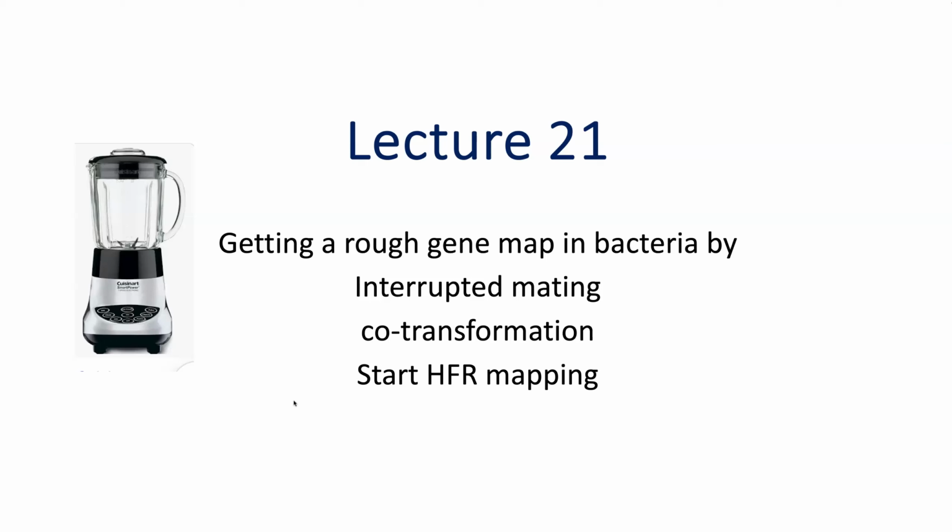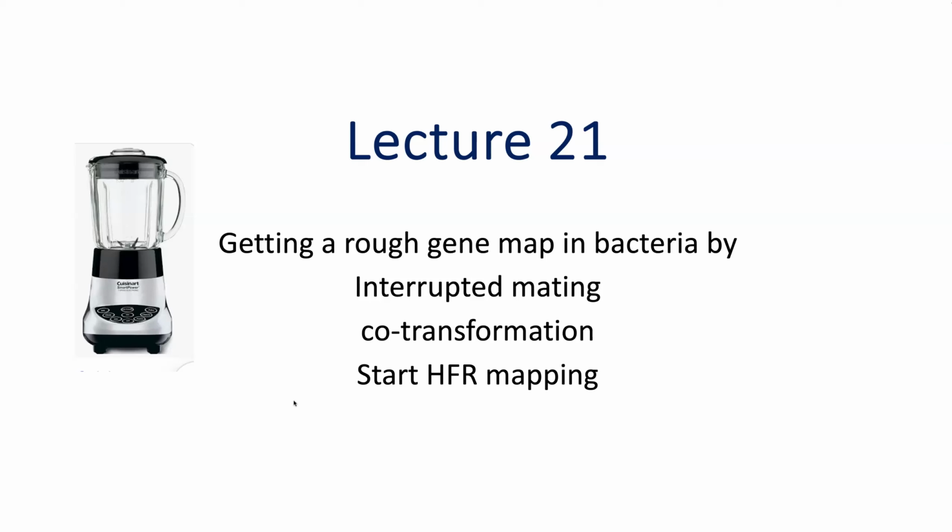I introduced the idea of interrupted mating, and we will be doing that in this lecture. So the idea is you get a rough idea of the relative order of genes and approximately how far apart they are. For co-transformation, that is just a way of finding out whether two genes are close together within a certain distance on the chromosome or far apart from each other. That's probably a good starting point.